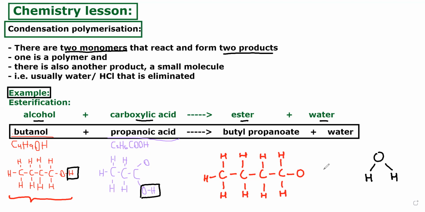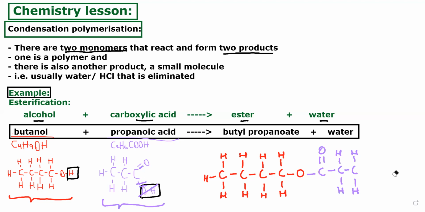Now I will attach propanoic acid without OH, right? So keeping in mind that we will connect it from here. Okay, so I will connect from here, CO, 1, 2, 1, 2, 1, 2, and let me move the water. This is my ester.